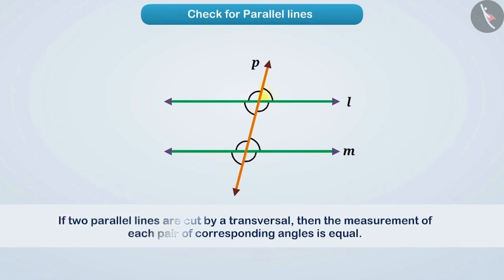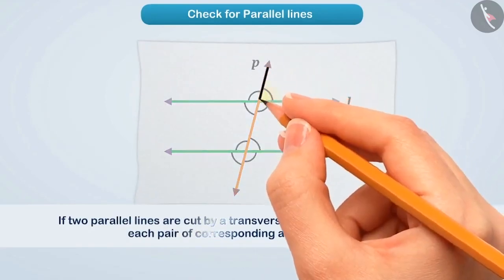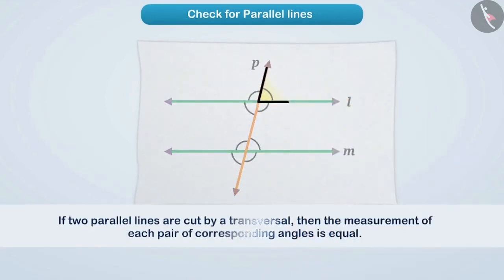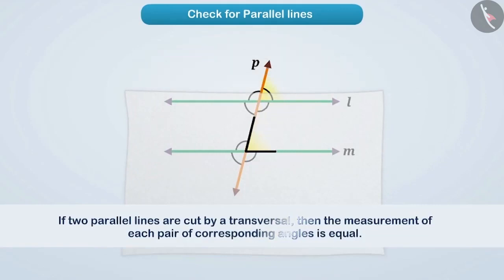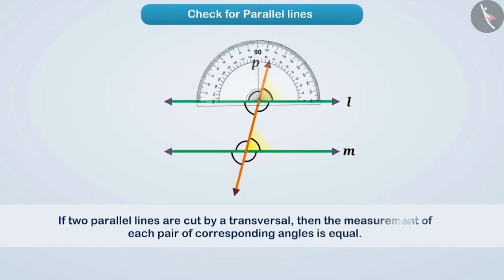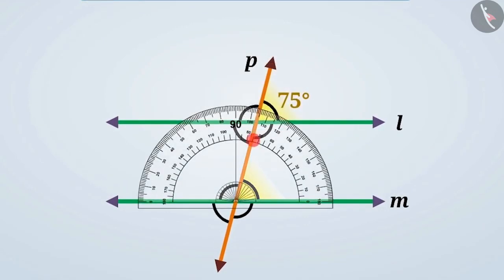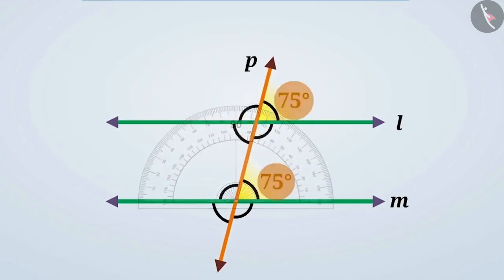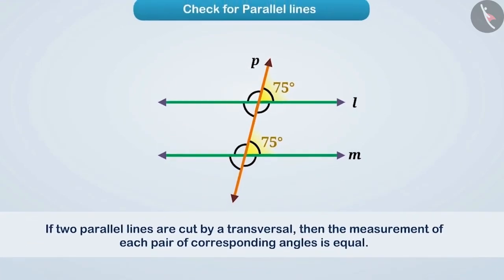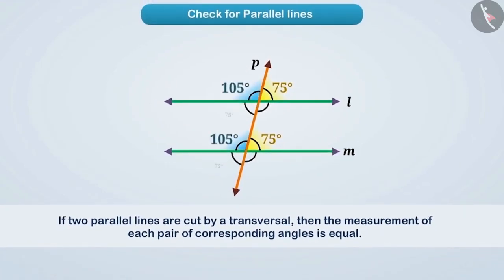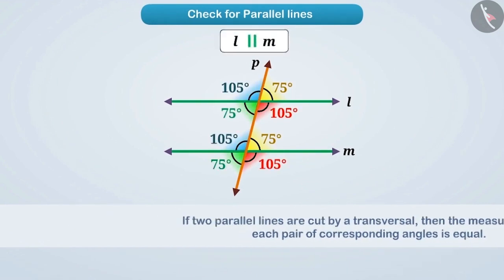Let's find out. If we make this angle on the trace paper and keep it at its corresponding angle, we see that both the angles cover each other perfectly. That is, they are equal. Similarly, with the help of the protractor, let us find out whether this pair of corresponding angles are equal or not. We see that the measurements of these two angles are the same, that is, they are equal. Since all pairs of corresponding angles are equal, the lines L and M are parallel here.